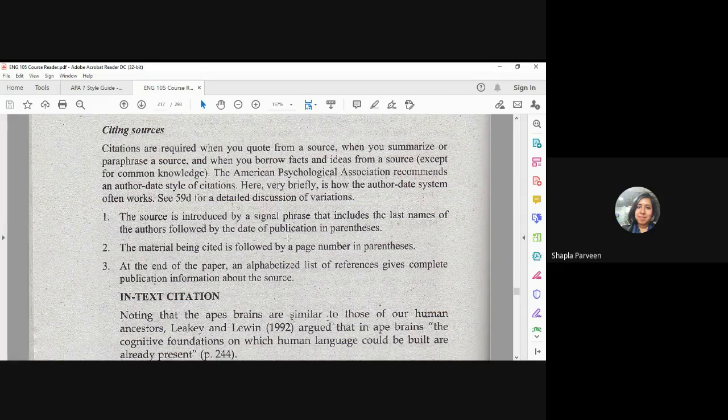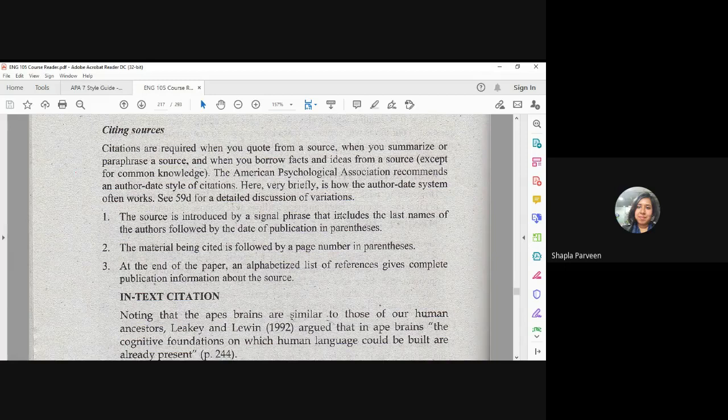Now, what is a signal phrase, you might ask? When you provide an in-text citation, there are two ways of starting the sentence. One is introducing a signal phrase. A signal phrase means something like "according to so-and-so," or say Smith and Jones are the writers, two writers, Smith and Jones, last names of two authors. So according to Smith and Jones, and then in brackets you can provide the year of publication, and then you can paraphrase or summarize or quote.